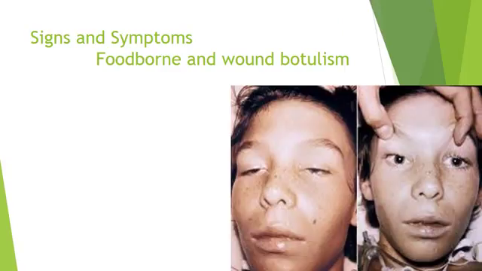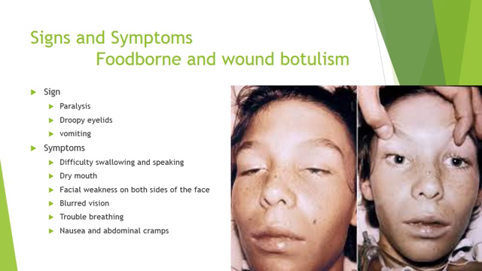Signs and symptoms of foodborne and wound botulism. We'll talk about infant botulism in just a minute. So the signs are paralysis, drooping eyelids, and vomiting. You can see in the picture the boy who can't keep his eyelids open, and the paralysis that's a result of the neurotoxin.